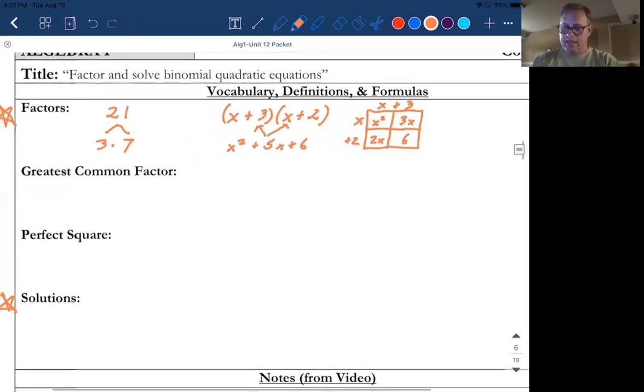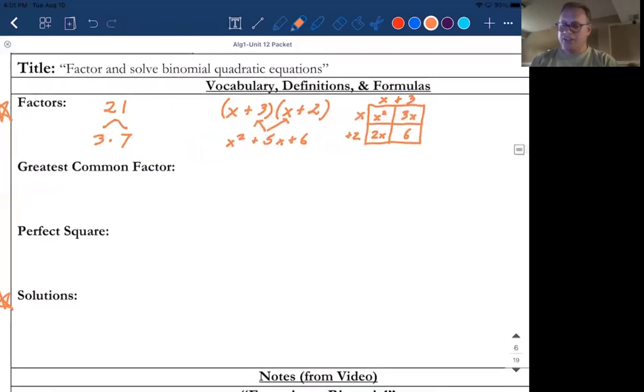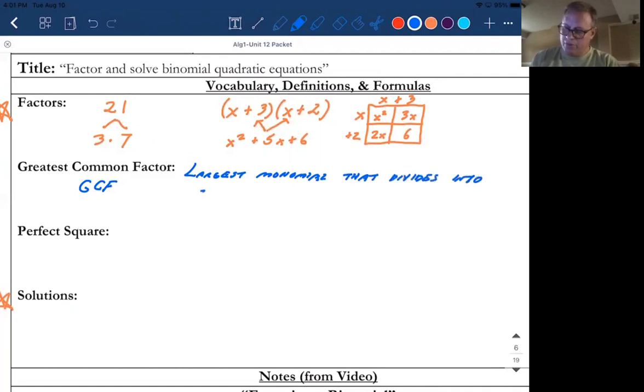Okay. So let's talk about a couple other things here that will help us in the factoring process, namely the greatest common factor, which we abbreviate often as the GCF. And the greatest common factor is the largest monomial that divides into each term of a polynomial.